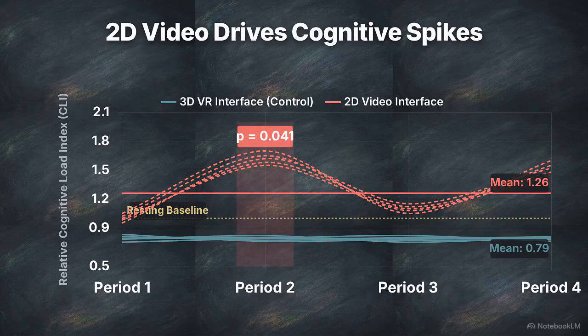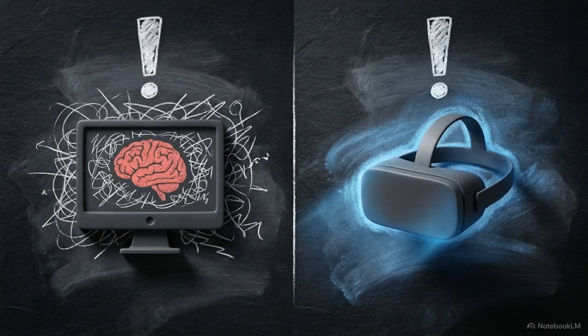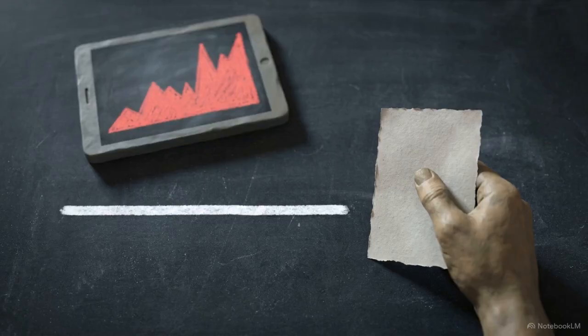The real value of the metric is visible at periods 2 and 4. Here, the chart reveals sharp, pronounced peaks in the 2D group's data. For an identical task, the flat 2D interface forced the brain to work nearly 60% harder over the duration of the learning sequence. Because these were the hardest folding steps, the EEG successfully captured the localized spikes in mental effort that a post-task survey would miss.